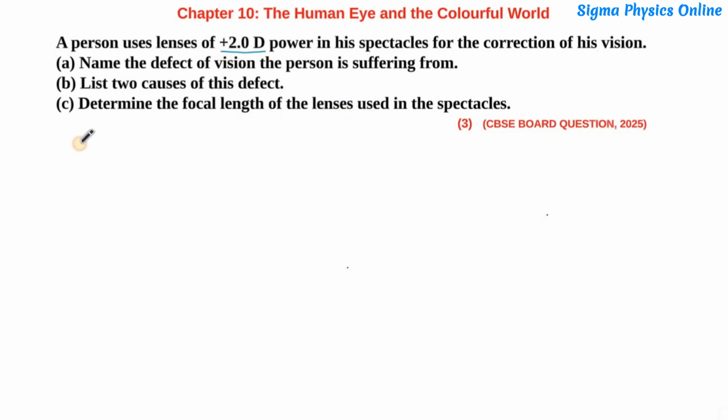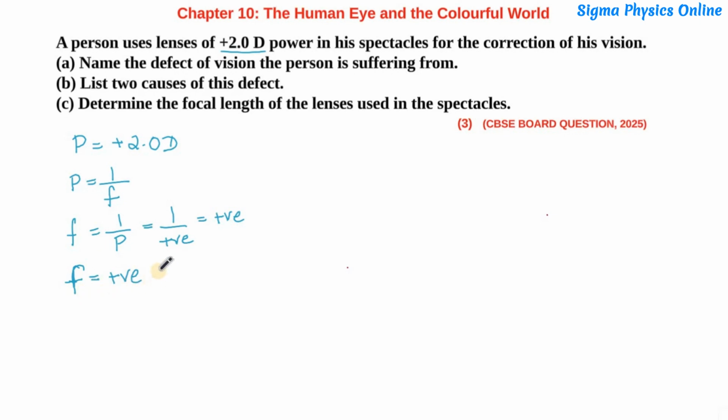Alright, so here we have been given a lens whose power is plus 2.0 diopter. Now we know the power is the reciprocal of its focal length. So hence the focal length is the reciprocal of its power. Since the power is given here as positive, the focal length of this lens is also positive. And we know that a convex lens has a positive focal length. Hence the lens which this person uses is a convex lens.